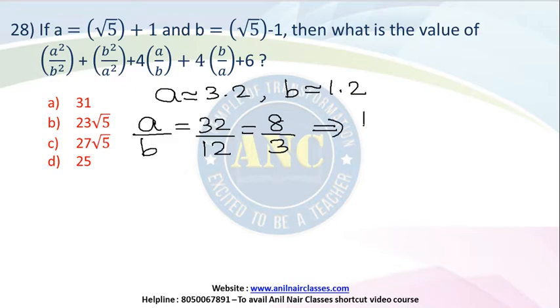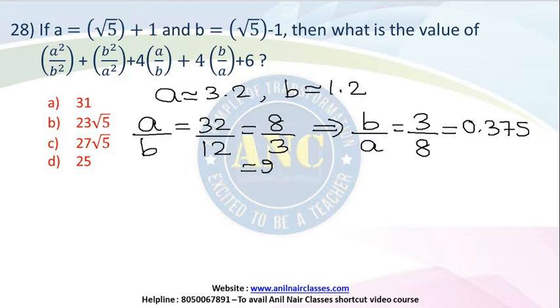Similarly, if a by b is 8 by 3, b by a will be 3 by 8. 3 by 8, in our percentages class we have discussed it as 37.5%. That means it is 0.375. Similarly, 8 by 3 is approximately 2.5, right? I am just approximating everything because all the four options are pretty far from each other. So instead of saying 8 by 3 as 2.66, I am taking it as 2.5.